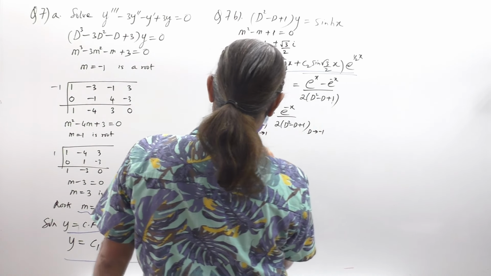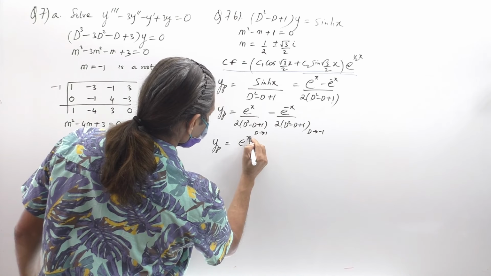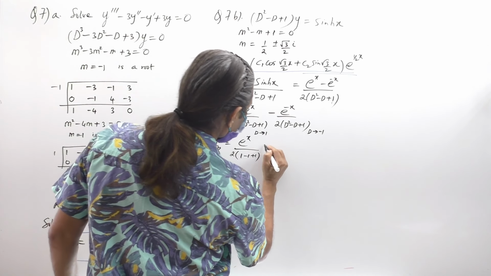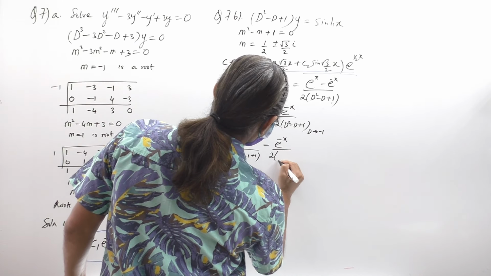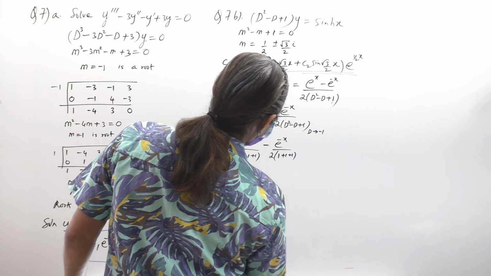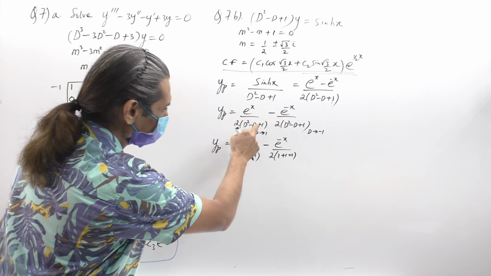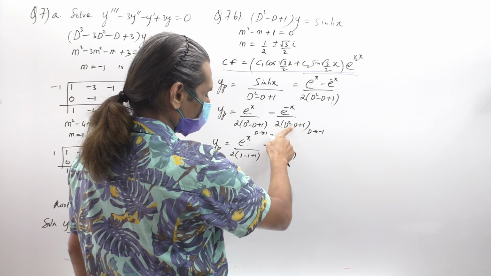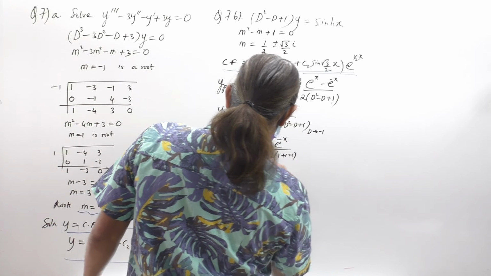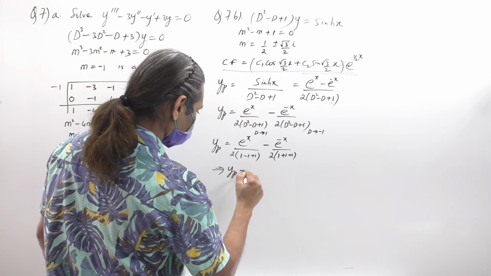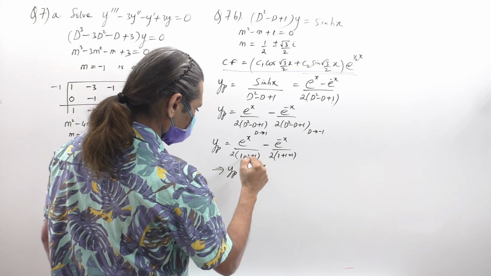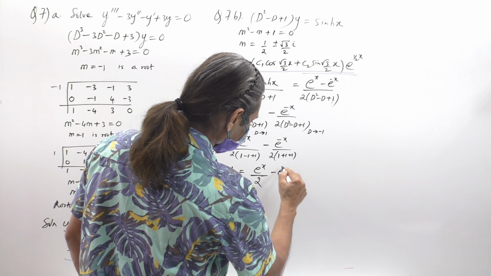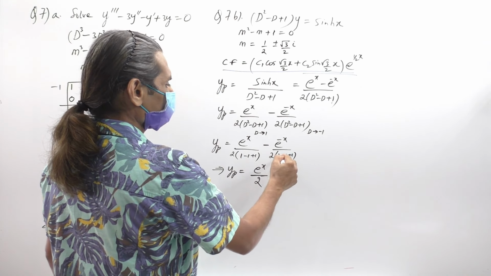So now yp is equal to e raised to x whole divided by 2 into (1 minus 1 plus 1). And here e raised to minus x divided by 2 into (1 plus 1 plus 1). Am I right? 1 minus 1, correct? And minus 1 square is plus 1 only, and minus D means minus of minus 1, which is plus 1. So the particular integral yp will be e raised to x by 2, because 1 and minus 1 cancel and 2 into 1 is 2, and minus e raised to minus x divided by 2 into 3, which is 6.